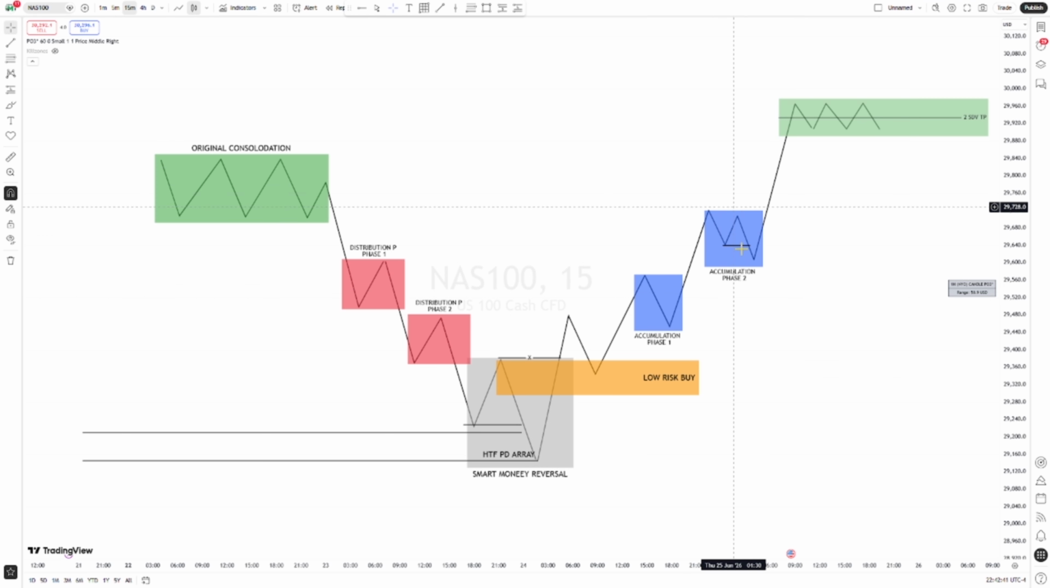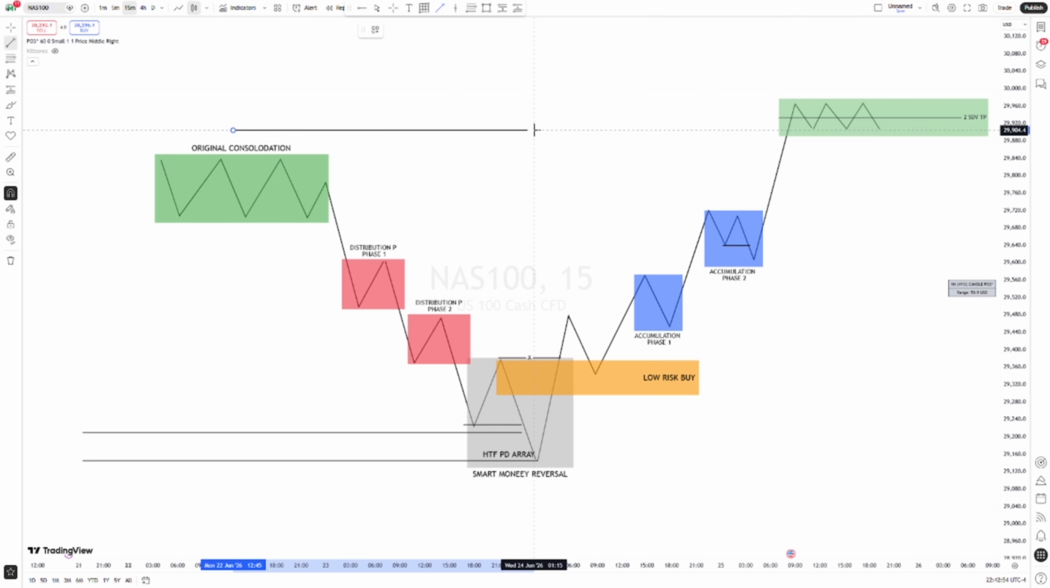Now on the accumulation phase number 2, we have our silver bullet. From that silver bullet, we see price push impulsively to the upside, eventually taking this major buy side liquidity that we have above over here.